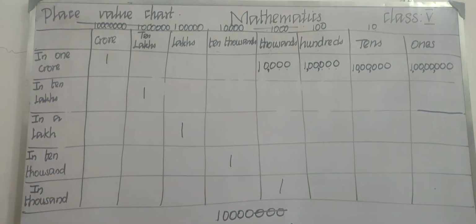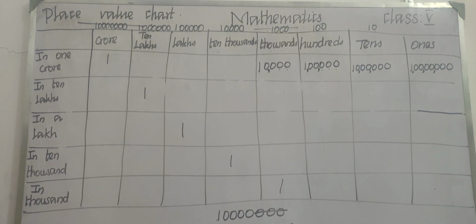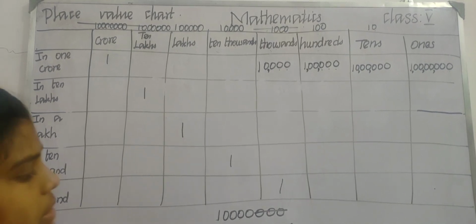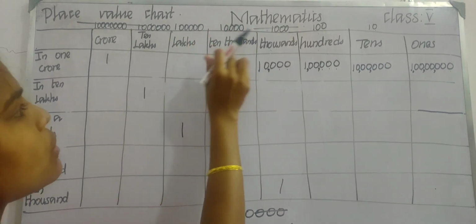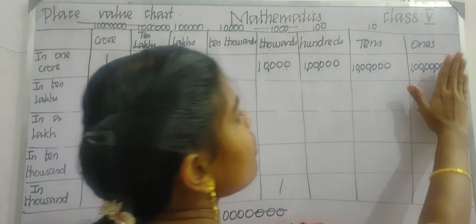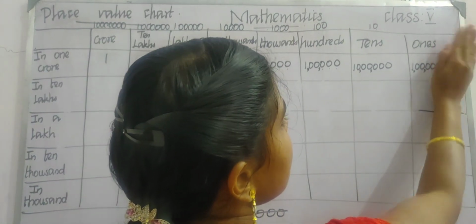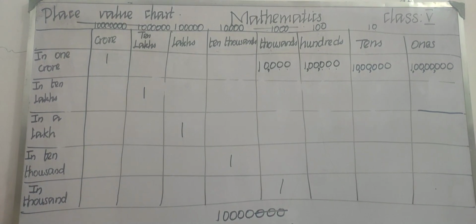Okay children, so in a crore, 10,000 times we are having thousands. Like this also you can find, or else you can leave. 10,000 is 4 digits, there will be 4 zeros. In 1 crore we are just hiding the 4 zeros and we need to write the remaining terms. Okay, can you all understand?